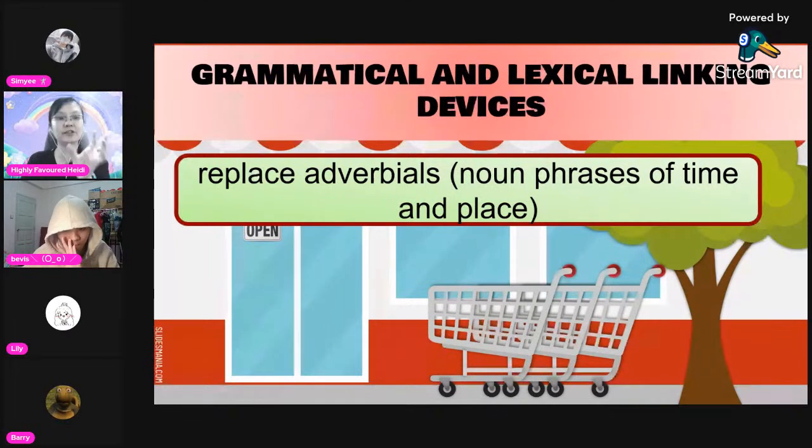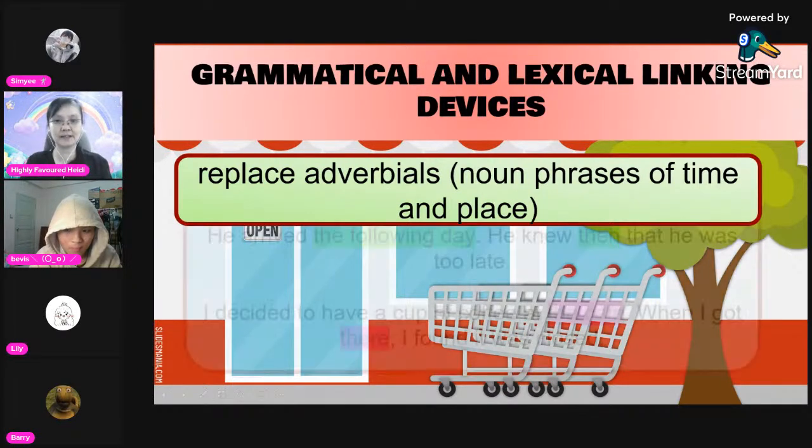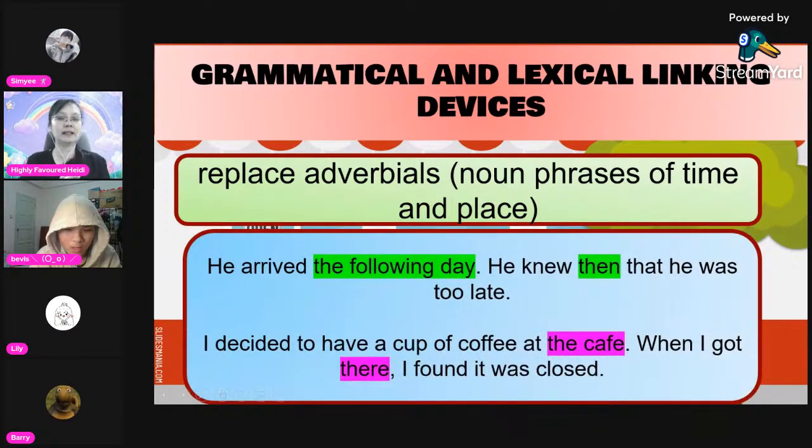This part is replaced. I'm right now touching both L, language, as well as the O, the organization part. So another way is replace adverbial. Adverbial is add to the verb. So replace noun phrases of time and place. Okay, let's look at it. How do you replace it? Okay, let's have Simi. Can you read?